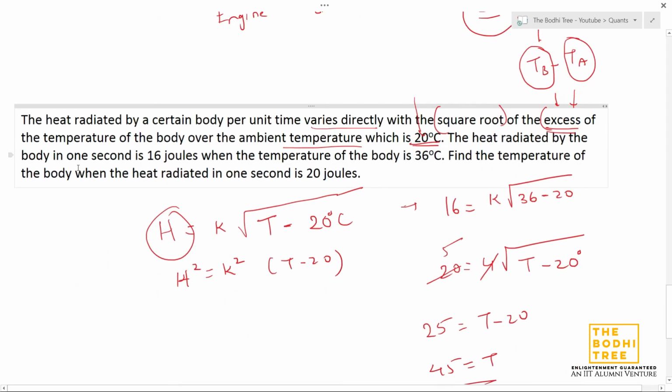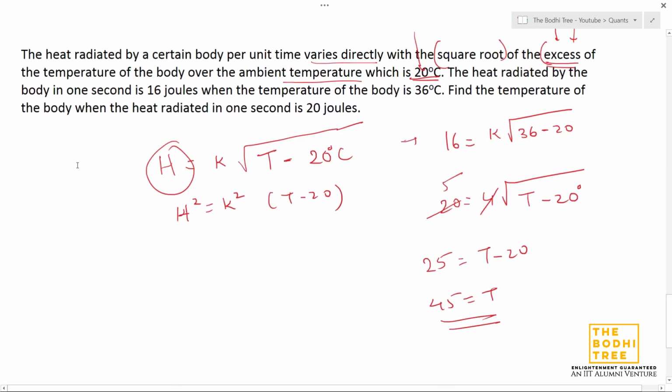Apart from that, there's nothing difficult in the variation topic. Simple topic. There are only two variations, direct and inverse. Only two concepts which are very similar. There's only one difference, right? And we have already seen x directly proportional to y means x is equal to ky. X is inversely proportional to y means xy is equal to k. That's the only difference.